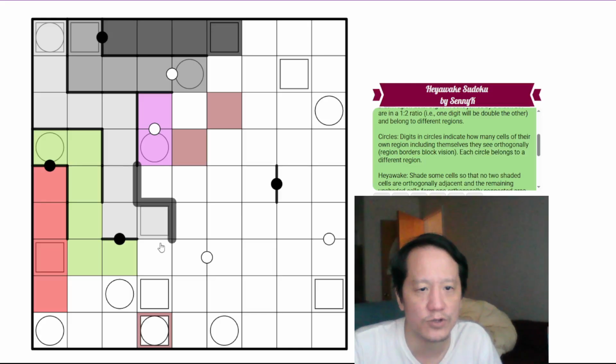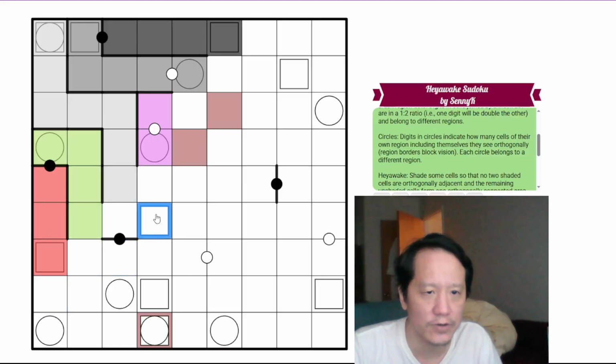Light is done as a region. Green is done going that way. Green has to have access to a square. 1, 2... Oh, wait, no, this is... No, never mind.